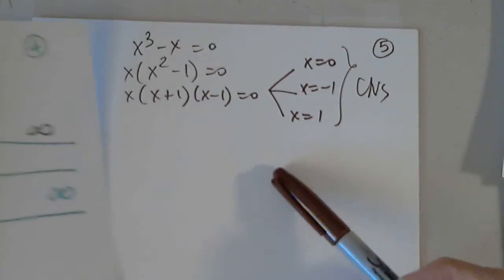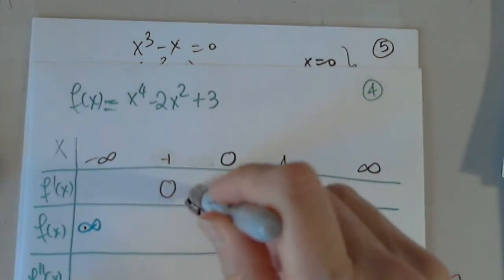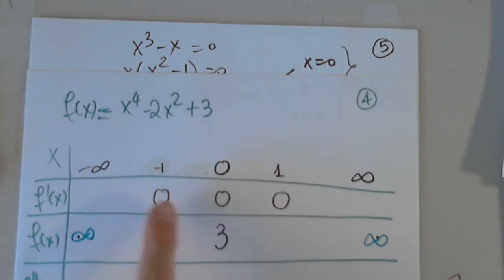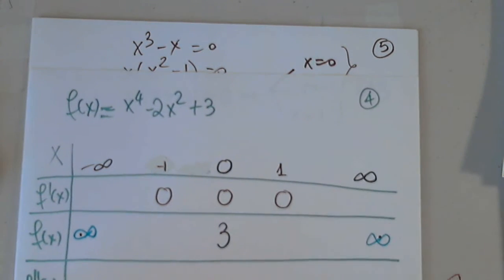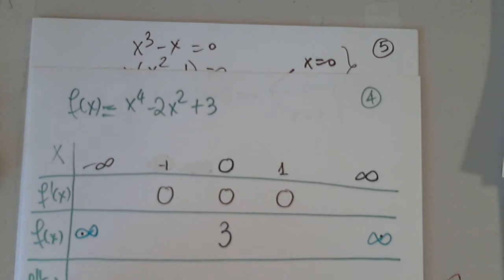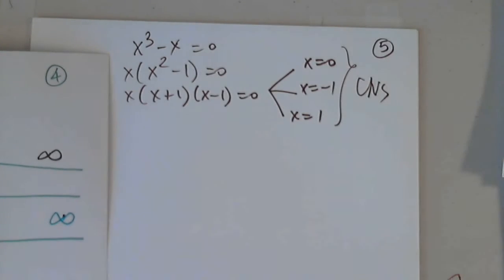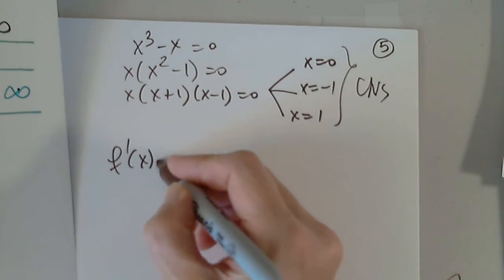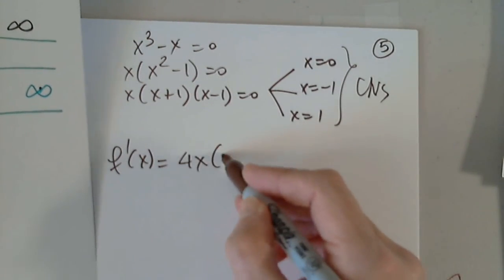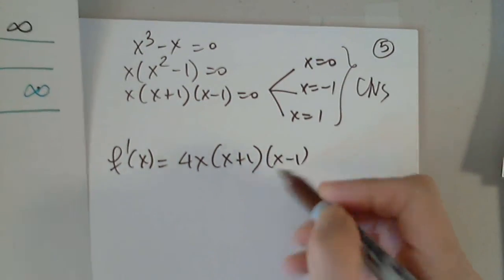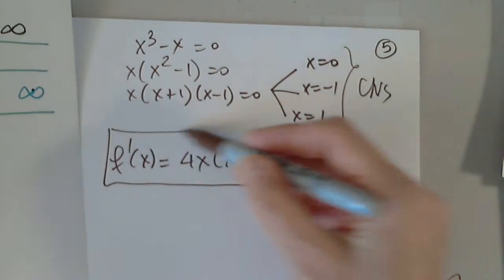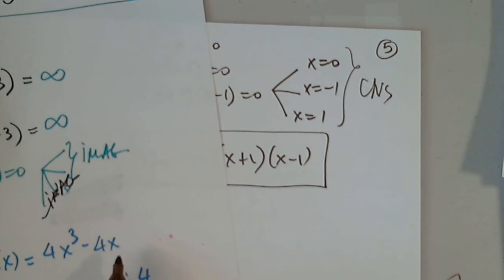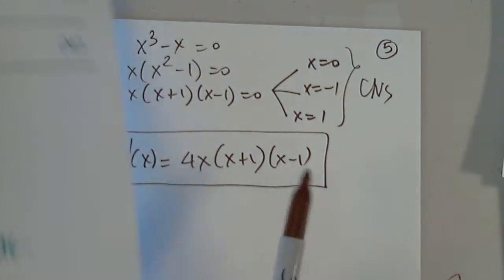At the next step, I will study the sign of the derivative. See what the sign of the derivative is to the left of -1, between these two, and 1 to infinity. The easiest thing to do is go back to the first derivative. This is what I would do, but you're free to do whatever you think is best. This is the derivative with 4x outside and x squared minus 1, which is x plus 1, x minus 1.